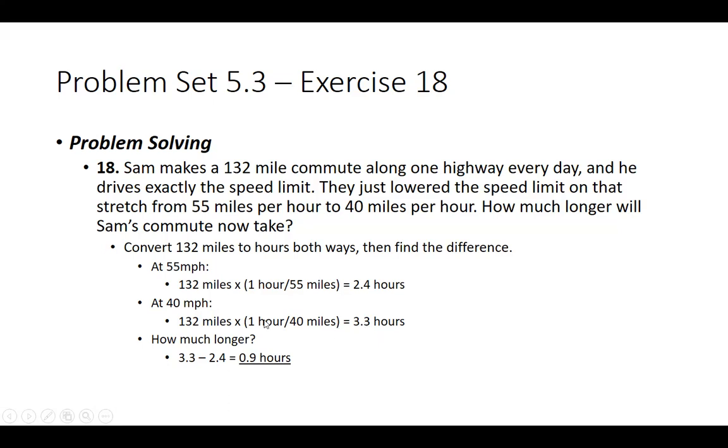So how much longer is it going to take? We subtract 3.3 minus 2.4 and get 0.9 hours. So it's going to be 0.9 hours longer at 40 miles per hour.